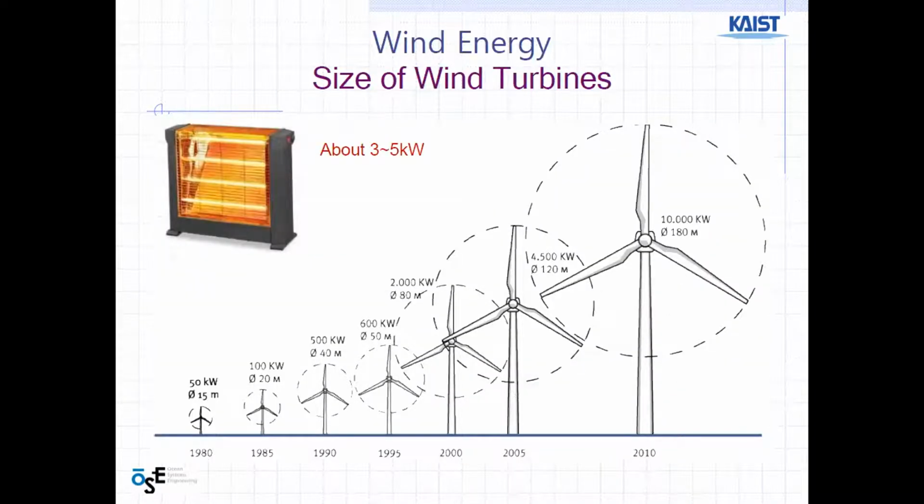In these days, wind turbine size is getting bigger. A small turbine generates about 3 to 5 kilowatts. For the 118 meter diameter, a wind turbine generates about 10,000 kilowatts of energy.